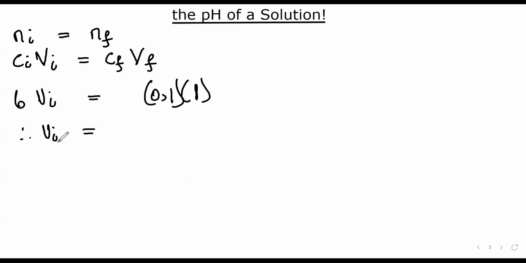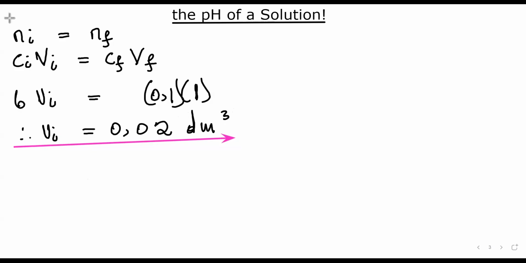So you just go ahead and say, well, 0.1 times 1 divided by 6. And you find that the initial volume was actually 0.02. It's 0.016666 up until 7. But of course, if we must take it to 2 decimal places, then it's simply going to be this much. Very, very important. During a dilution, the moles, they remain the same.